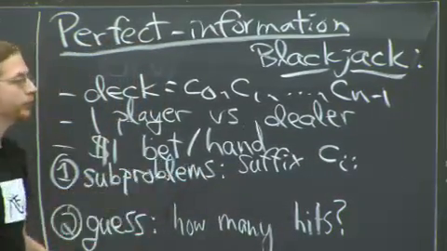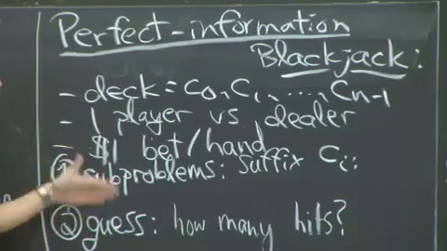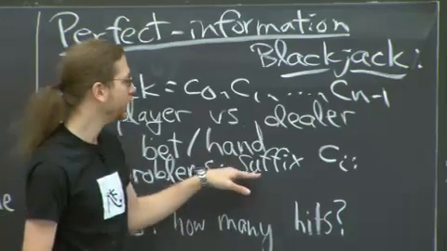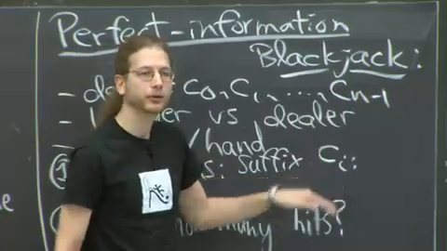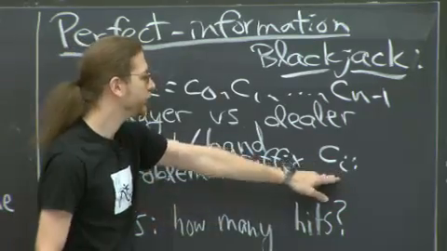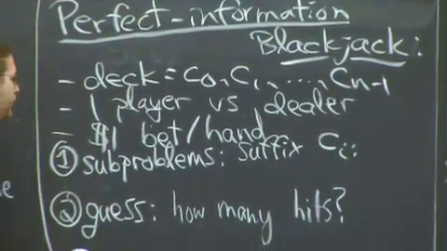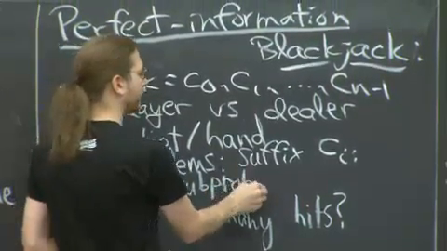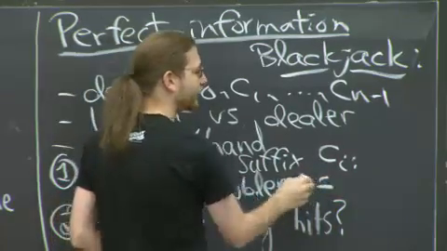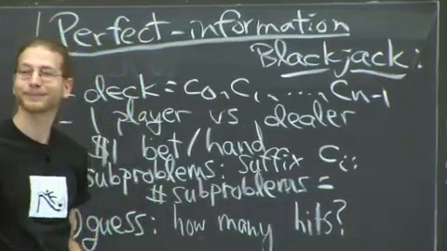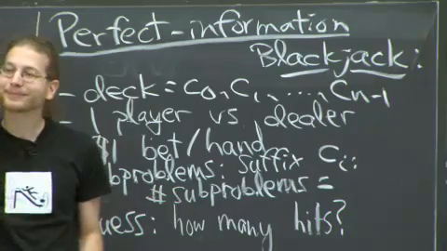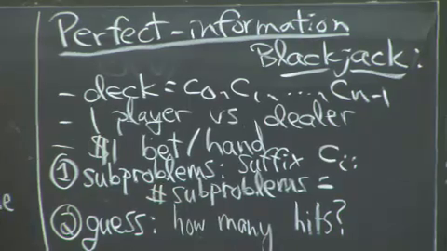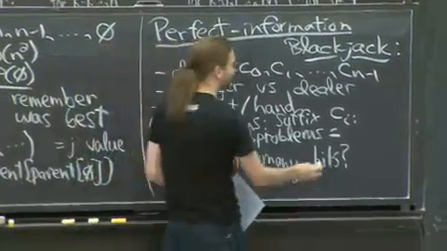These are the cards that remain. And so the subproblem is, what is the best play? What's the best outcome given $1 bets? How much money can I make? Maximize my winnings, say, given these cards onward. Who knows what happened to the earlier cards? But just these are the cards I'm left with. Okay? Number of subproblems is n. How many choices of i are there?